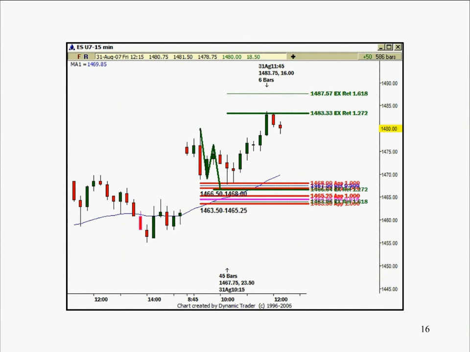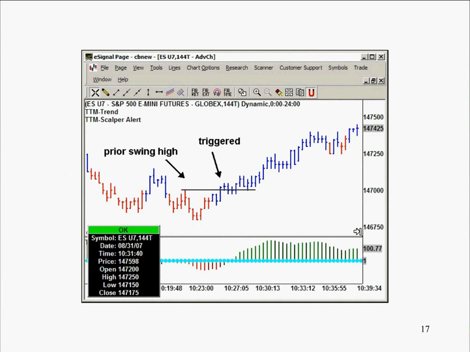Okay, so it looks like we held the first zone with this two-step pattern. The low was made, looks like 1467.75. So let's go take a look at the trigger chart. Okay, here's where the low is made. This is a 144 tick chart on the S&P. Here's where the low was made into the first price cluster zone. And here's the first prior swing high that got triggered, right over here.